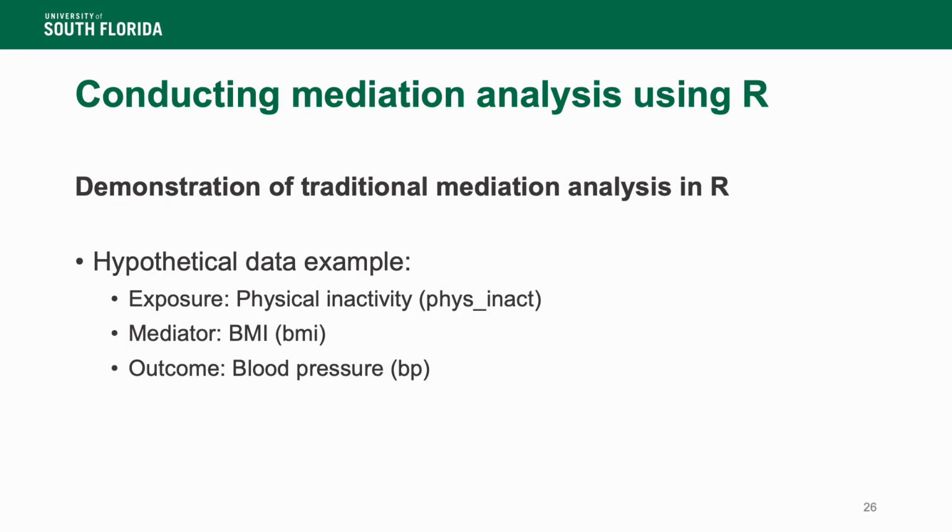I will demonstrate how to use R for traditional mediation analysis by showing how to apply mediation analysis in R to a hypothetical data example. In this hypothetical data example, the exposure was physical inactivity. In the dataset, physical inactivity was called phys_inact. The mediator was BMI, which was called BMI in the dataset, and the outcome was blood pressure, which was called BP in the dataset.